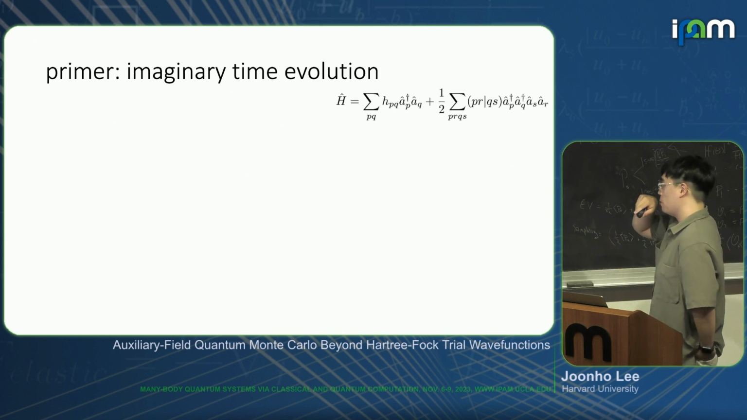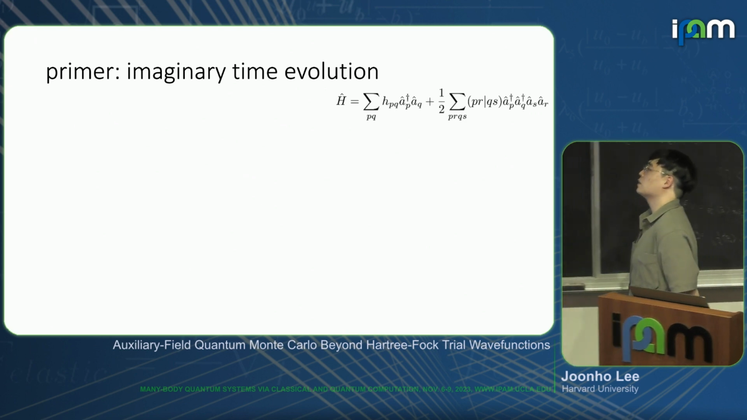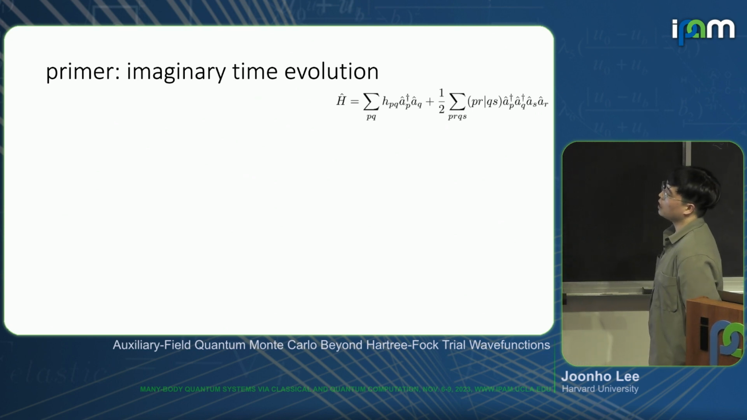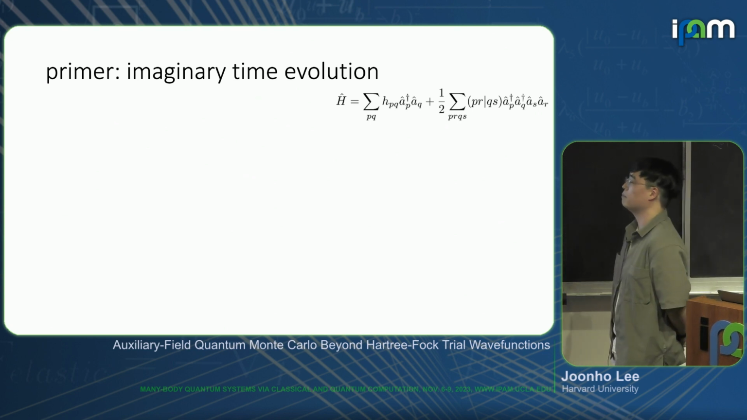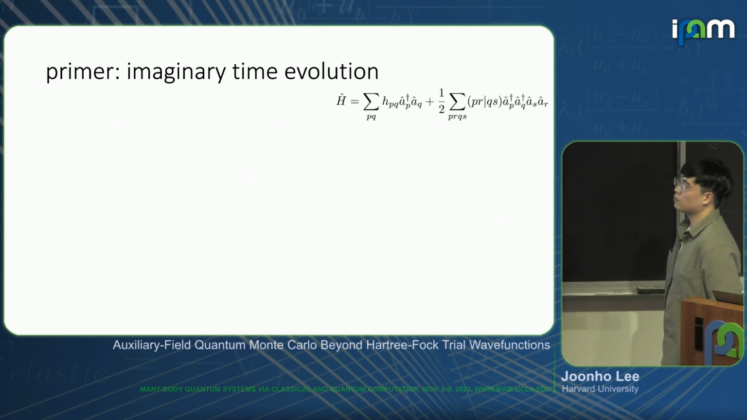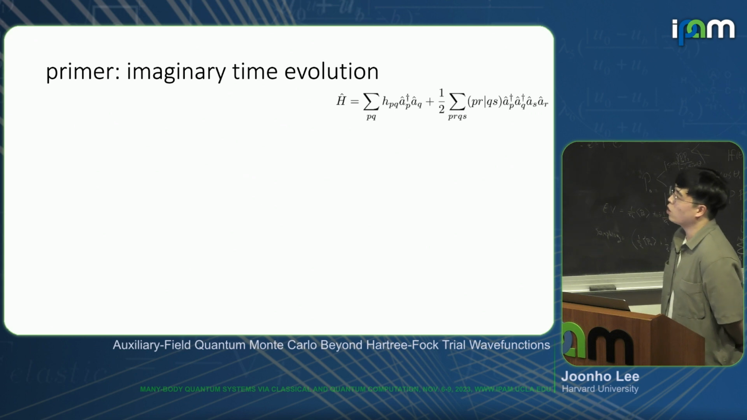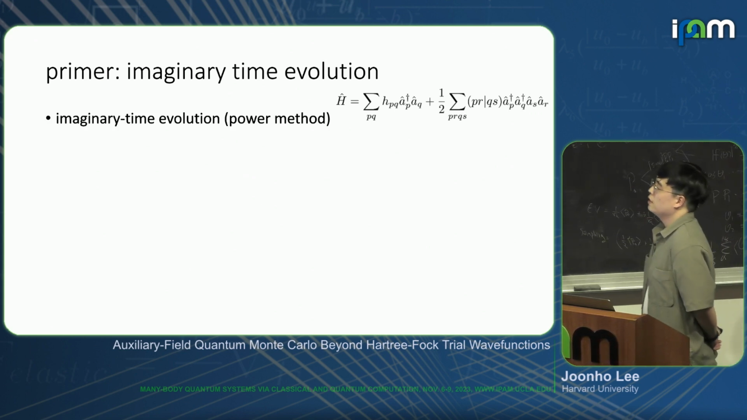With that, I will explain what AFQMC is. The first thing you need to know is imaginary time evolution, and the QMC part will come later. This is the generic Hamiltonian we have, the non-relativistic quantum chemistry Hamiltonian. I have a one-body and a two-body term.